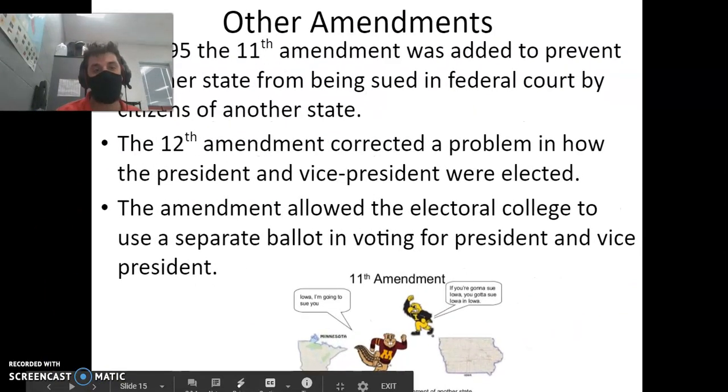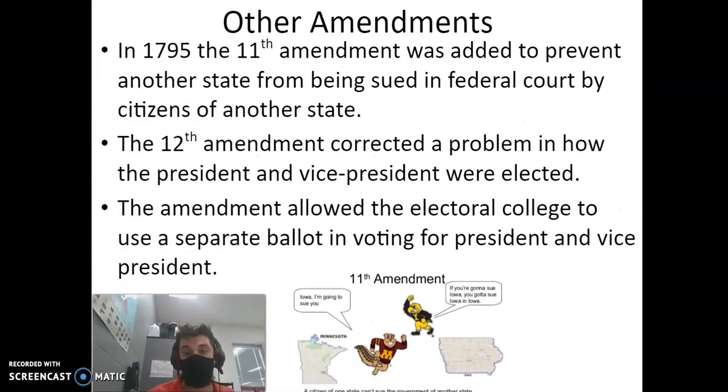All right. In 1795, we created the 11th Amendment. It was added to prevent another state from being sued in federal court by citizens of another state. Sounds weird, but there was a whole big Supreme Court case about this. So if I live in the state of Ohio, I cannot hypothetically sue the state of Indiana because I'm not a resident nor a citizen.